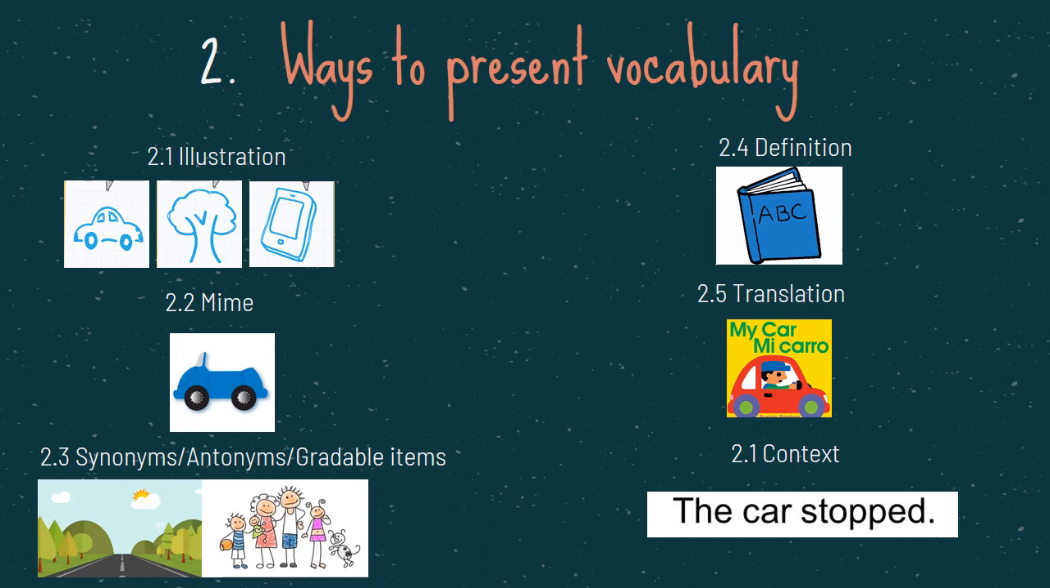The third one is synonyms, antonyms, and gradable idioms. Using the words a student already knows can be effective for getting meaning across. This is like using another word to try to explain to students what is the meaning of the word. So in this case, for example, we can see a road and a family because we continue talking about a car.